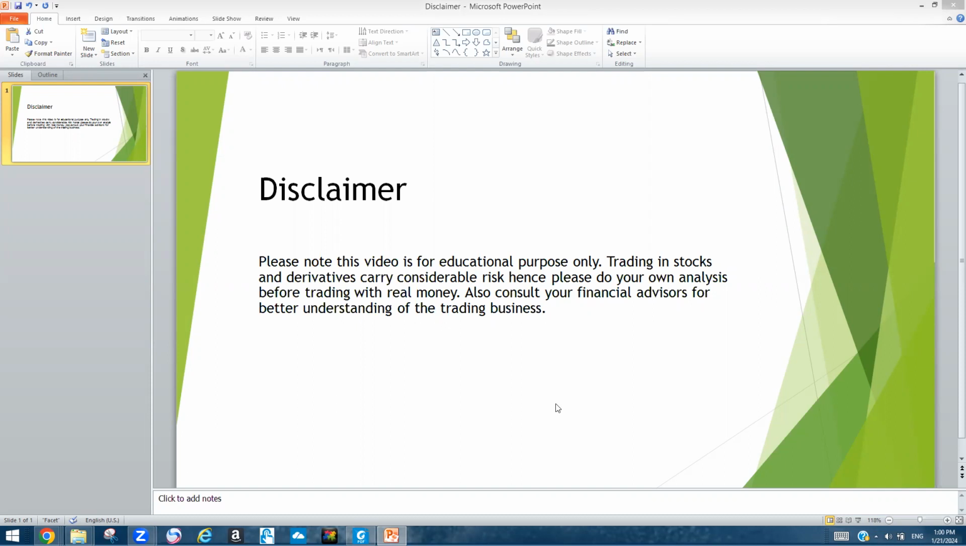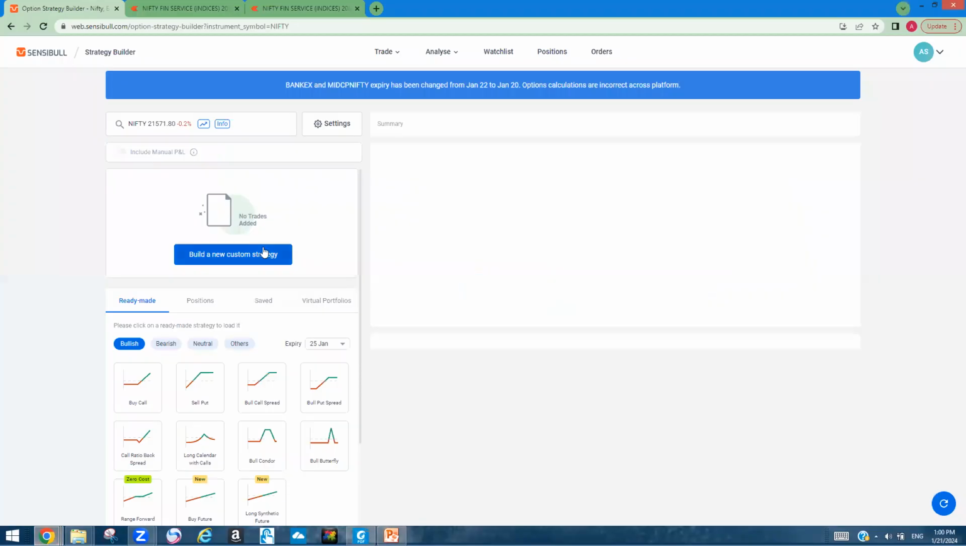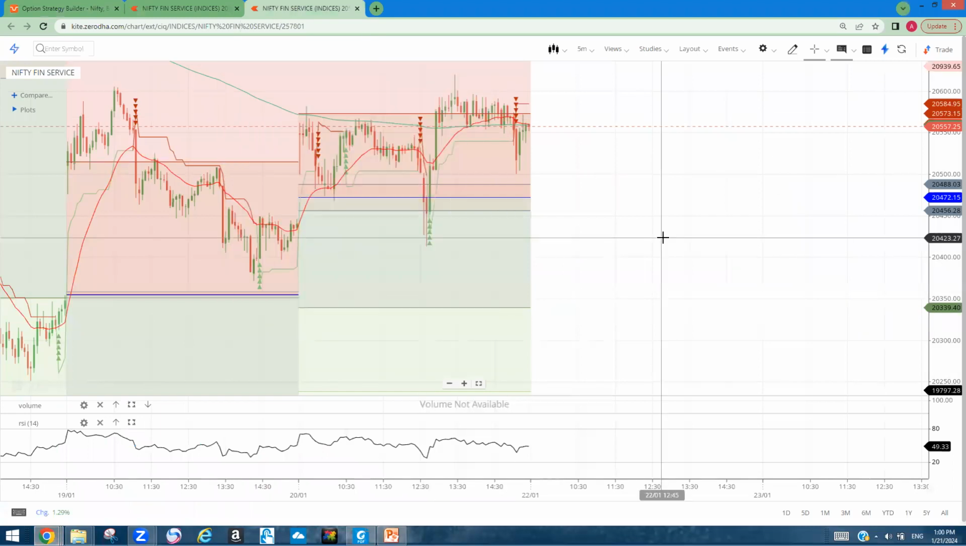So basically, I am intending to discuss a basic strangle and how we can think depending on the market scenario right now. So this is for Finnifty, which is having expiry on this Tuesday.